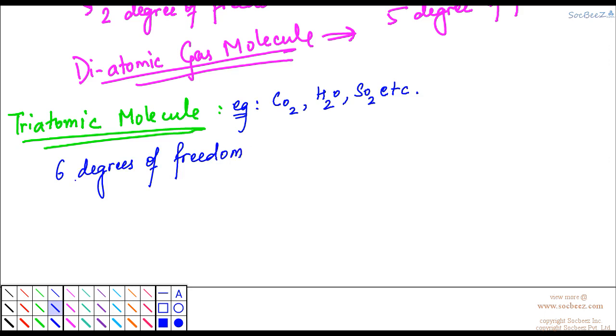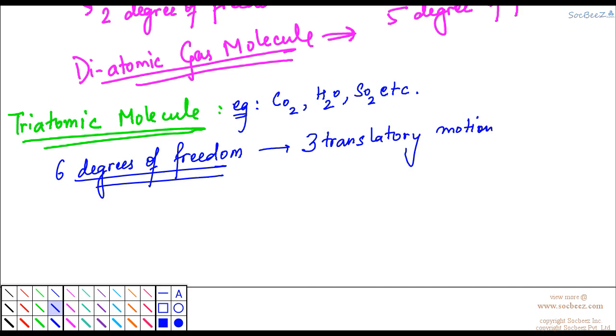It is capable of translatory motion, 3 from translatory motion and 3 from rotatory motion. It is capable of both. So that's why 6 degrees of freedom for a triatomic gas molecule.